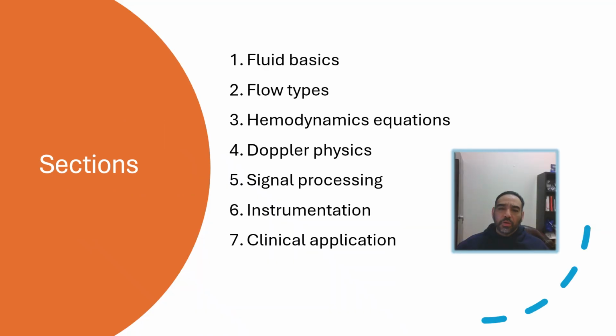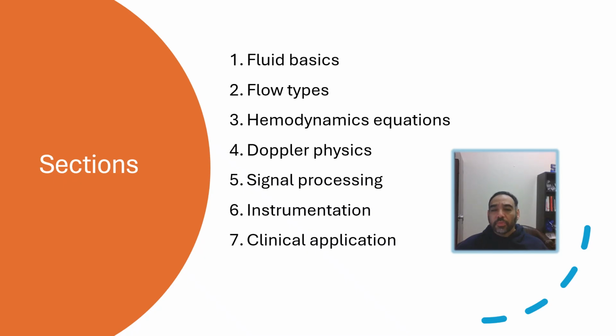Now that we've introduced the goal of this series, let's look at the roadmap. We'll begin with phase one, fluid and circulatory foundations. This is where we ground ourselves in the basics: what a fluid is, how blood moves, and what pressure and resistance actually mean. Once we understand how blood behaves, we move into phase two, flow types and patterns. Here we'll examine laminar, plug, pulsatile, and turbulent flow, because Doppler really is just measuring how these patterns behave in motion. From there we transition into phase three, hemodynamics and equations.